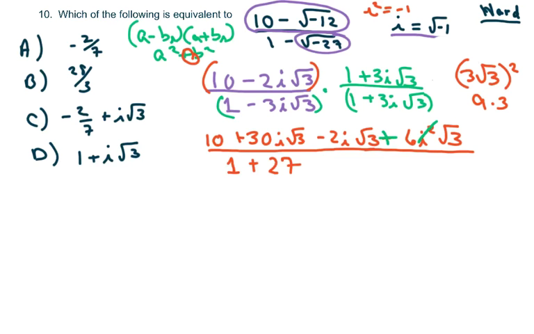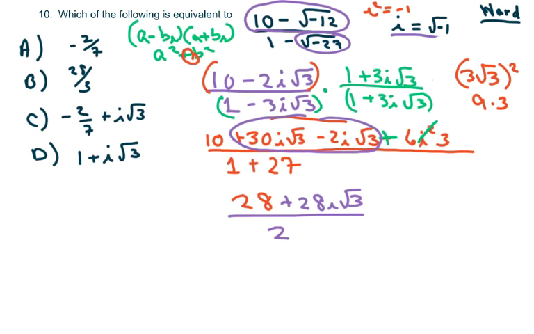Let's see. Is this a square root of 3? Oh, this is just supposed to be 3. Sorry. Okay, so basically it's 10 plus 18, which is 28. So you have 28. And then this part right here is going to be plus 28i square root of 3 over 28. And if you reduce everything by 28, you're going to get 1 plus i square root of 3. So that gives you this.